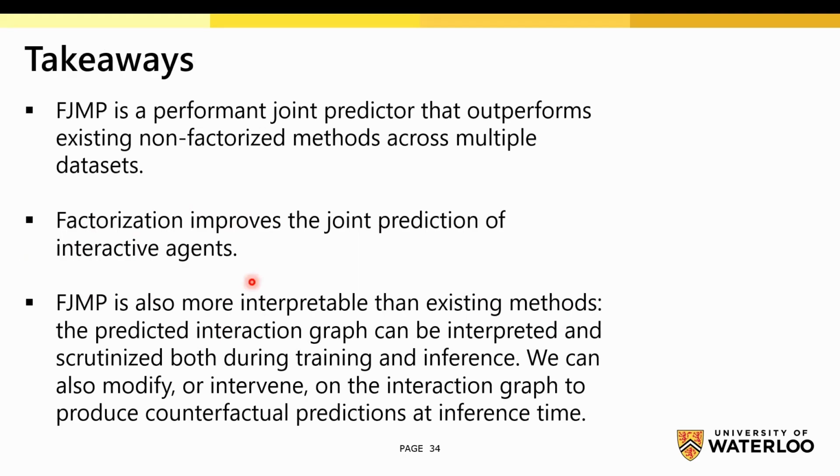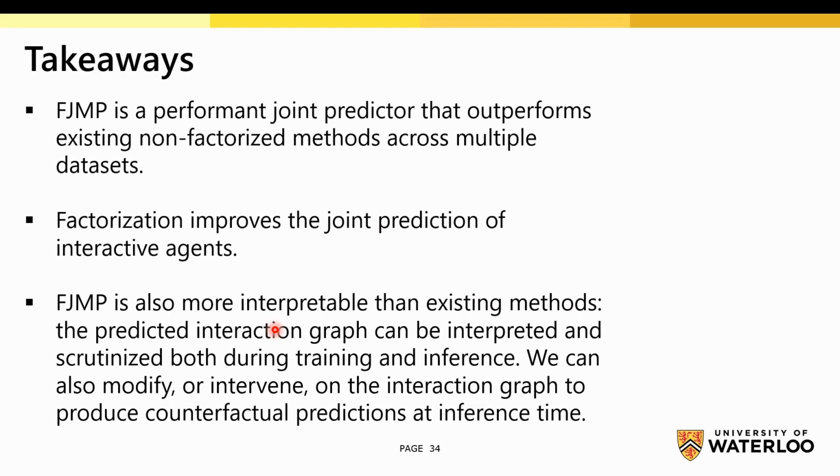And finally, FJMP is also more interpretable than existing methods, because FJMP doesn't only produce joint predictions, it also produces this interaction graph, which is the model's prediction of how the agents are going to interact with each other in the future. And so we can interpret and scrutinize this graph both during training and inference time. And we were doing exactly this when looking at the qualitative results.